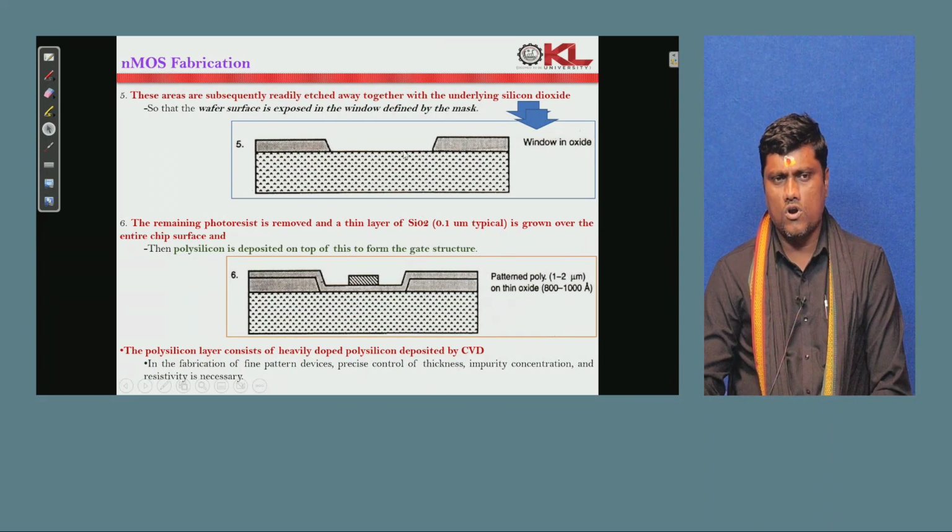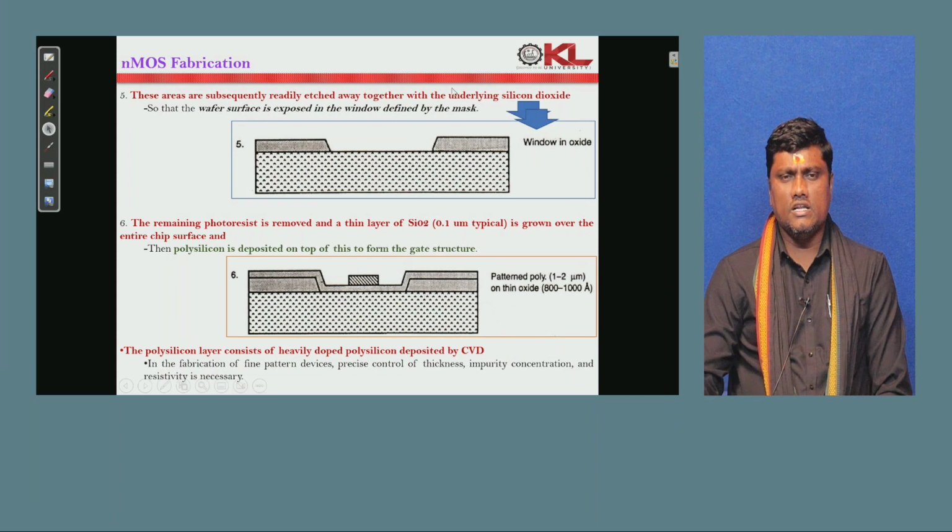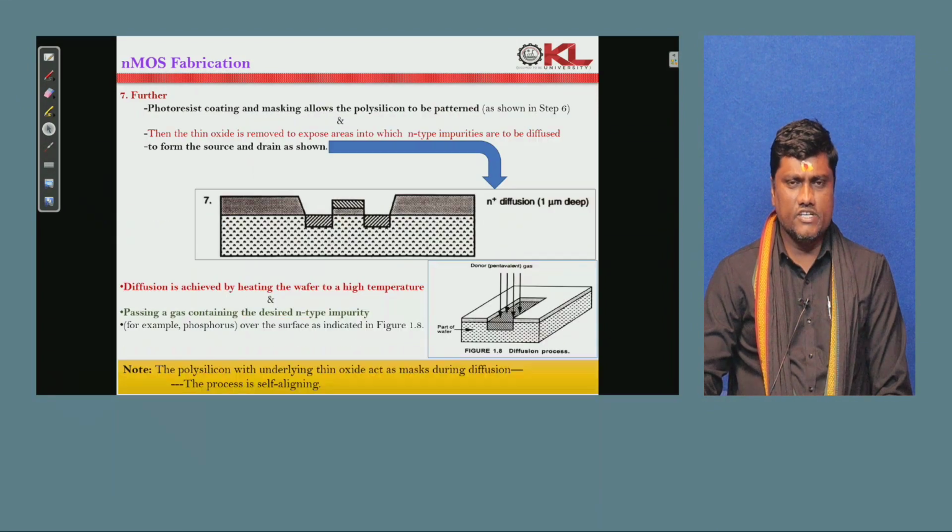Therefore, in the fifth step, the areas are subsequently etched away, together with the silicon oxide underneath. The wafer surface is thus exposed with the window defined by the mask, and then in the sixth step we go with polysilicon deposited on top of these for the gate structure formation. In these steps, the deposition process we generally use is chemical vapor deposition. By this process, we fabricate very fine pattern devices, precisely controlling the thickness, impurity concentrations, and resistivity.